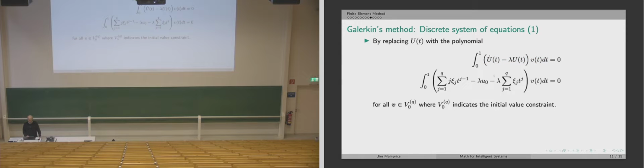And so here we have expressed the integral in the following way. We replace the U by the polynomial with which we defined U here. So here we derived U with respect to time. So this is U dot that we have here.